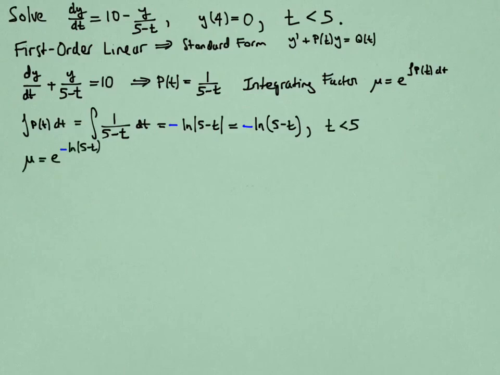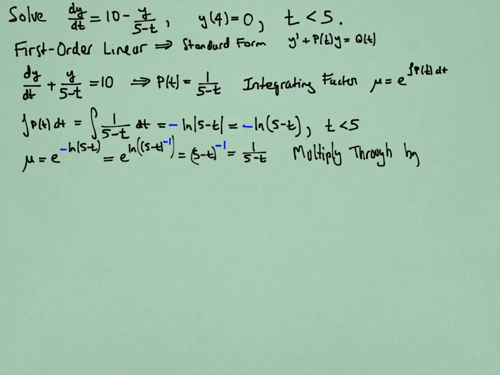So I can now take mu to be e to my integral that I just calculated. Notice that minus sign I want to get out of the way so that I can use the properties of logs and exponential functions here. So I'm going to use it as a power now. It's going to be 5 minus t to the minus 1. And that, when I apply my properties of logs, will be 5 minus t to the minus 1, and that's really just 1 over 5 minus t.